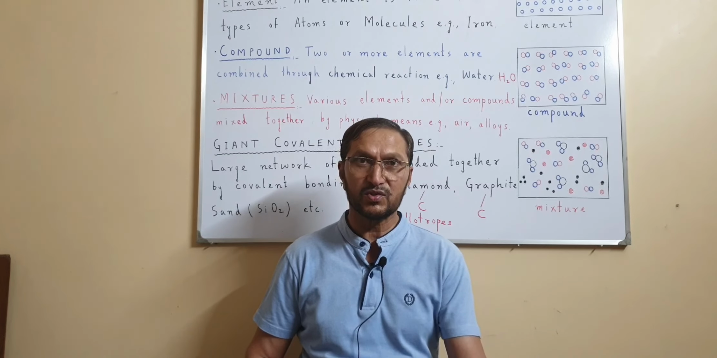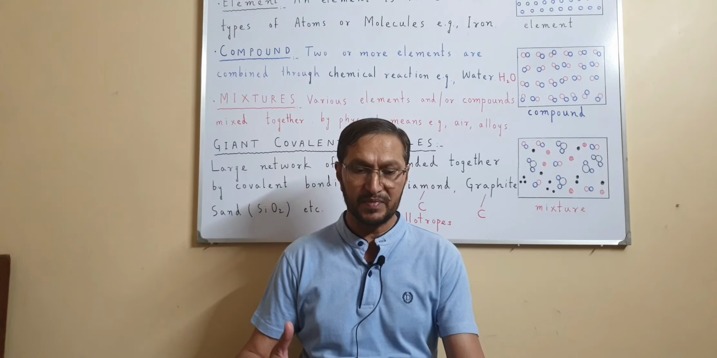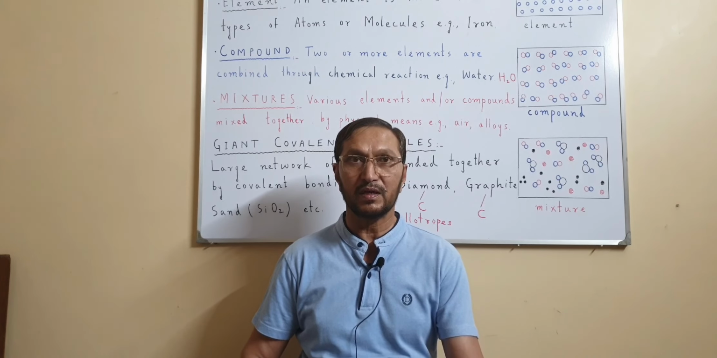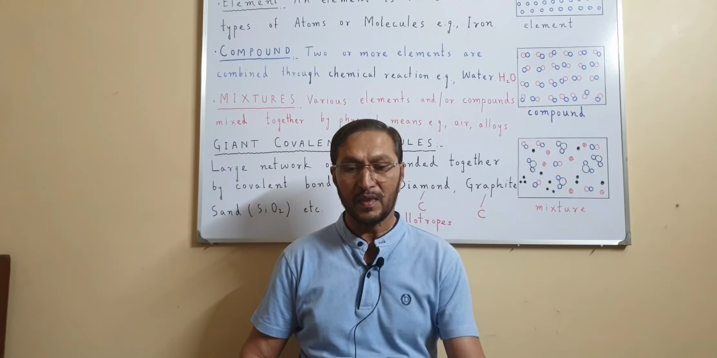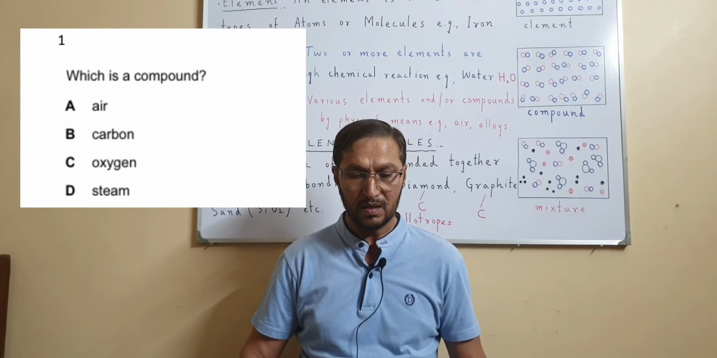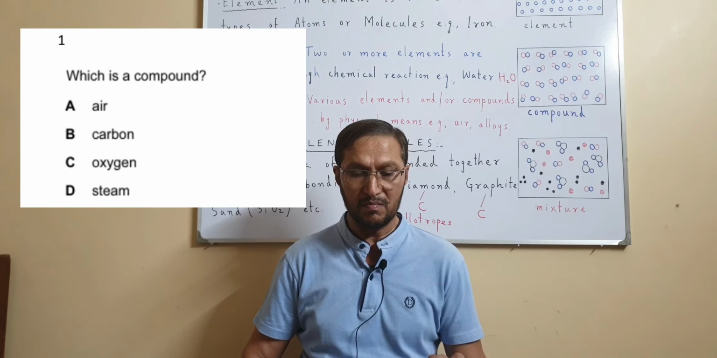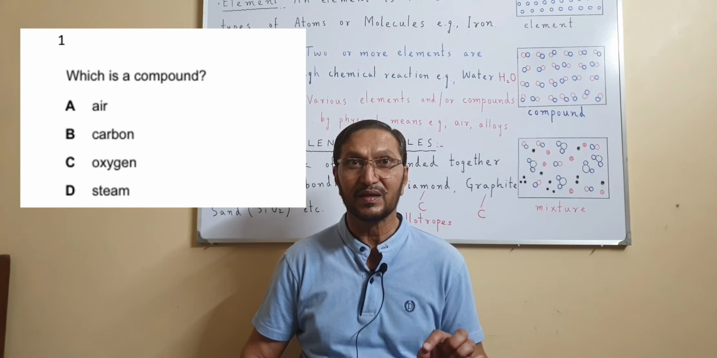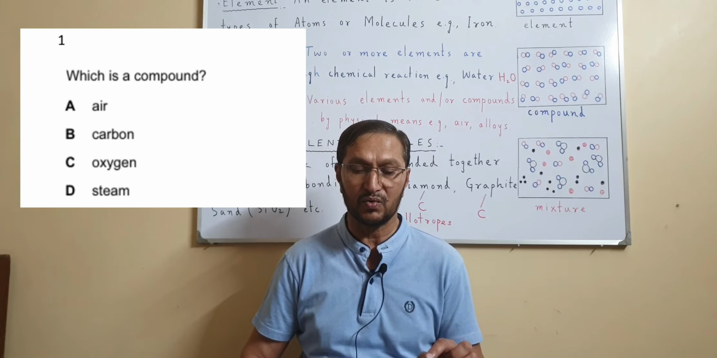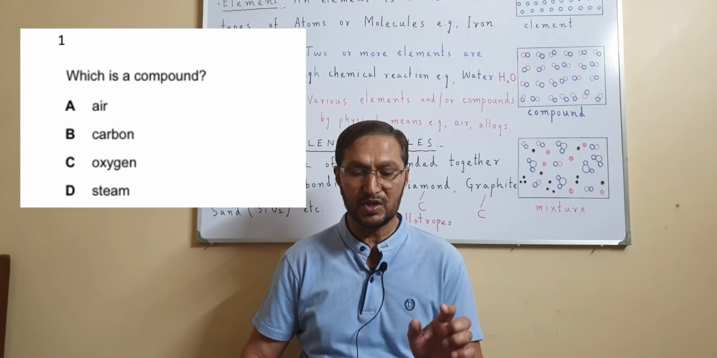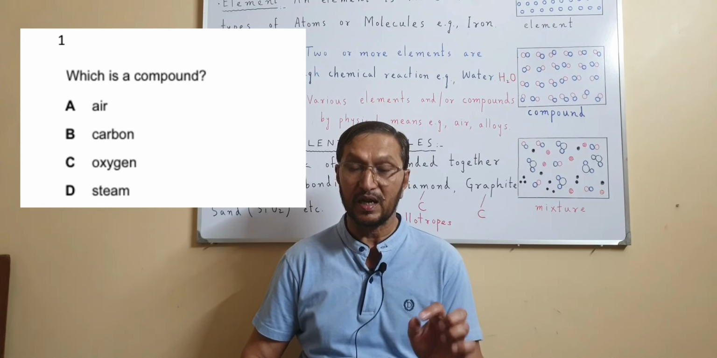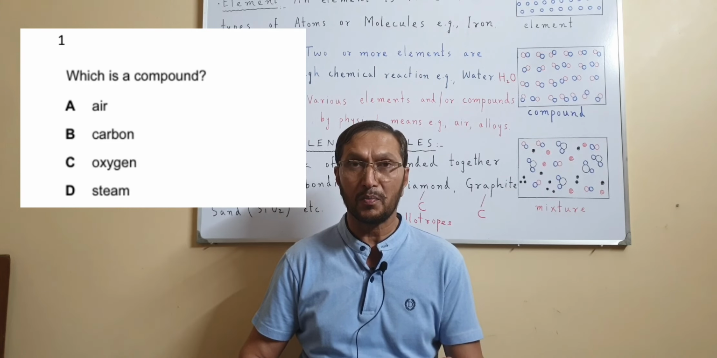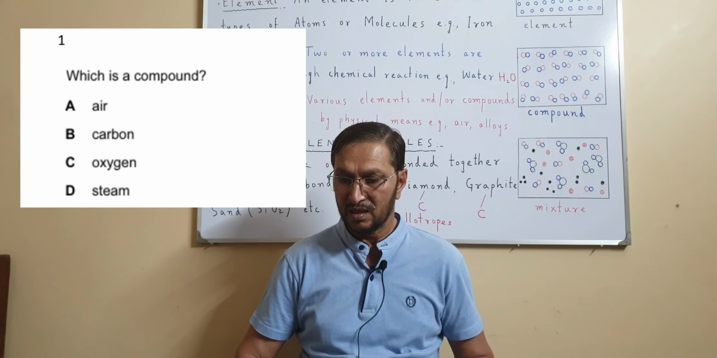Now we will solve some questions from past papers of O-level chemistry. Question number 1: which is a compound? Air, carbon, oxygen or steam? Remember, steam is actually water, its formula is H2O, it is a compound, while air is a mixture, and carbon and oxygen are elements. So our option is D.